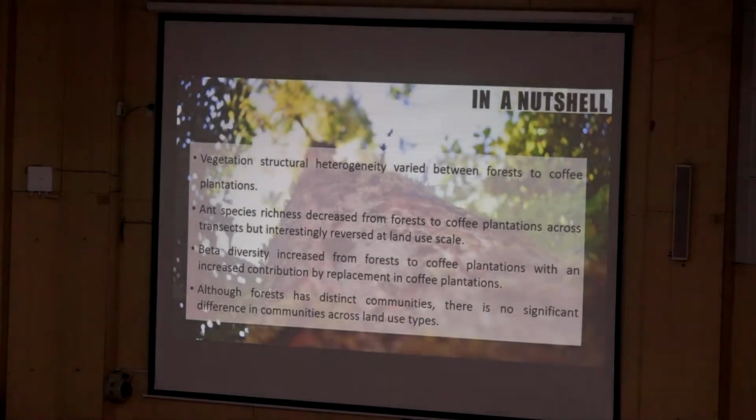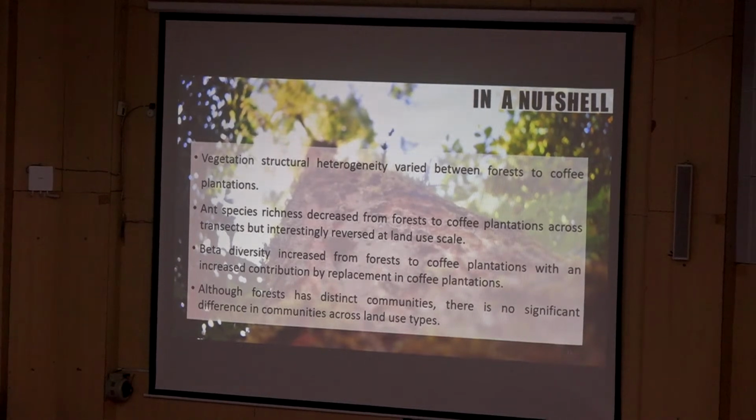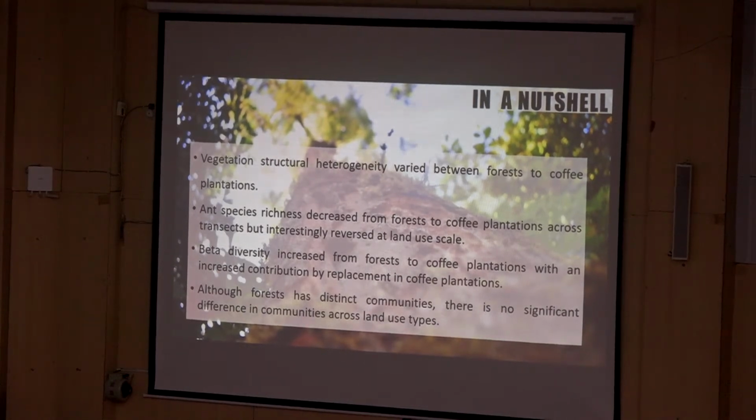Summarizing it, vegetation structural heterogeneity varied from forest to coffee plantations, and species richness decreased from forest to coffee plantations at transect scale, but interestingly reversed at land use scale. Beta diversity also increased from forest to coffee plantations, but with an increased contribution by replacement in coffee plantations. Although forests have distinct communities, there is no significant difference in overall communities across all the land use types.